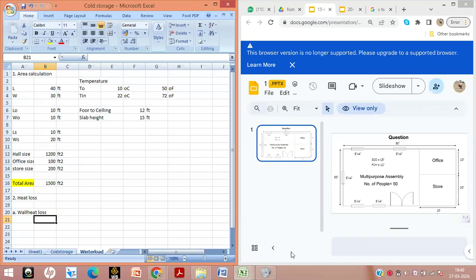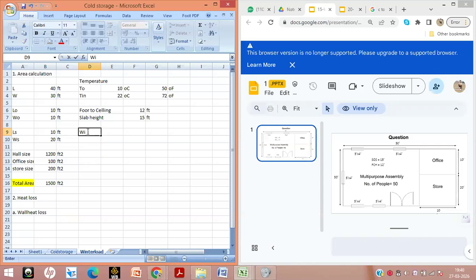So I was just saying we need to calculate this particular window area so that we can subtract this from the wall total area, and then we'll get the complete wall area. Okay.